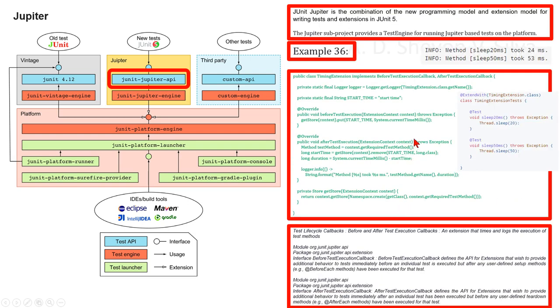Now we are considering before and after test execution callbacks in test lifecycle callbacks, an extension that times and logs the execution of test methods. The interface BeforeTestExecutionCallback in package org.junit.jupiter.api.extension in module org.junit.jupiter.api defines the API for extensions that wish to provide additional behavior to tests immediately before an individual test is executed, but after any user-defined setup methods, that is, for example, @BeforeEach methods, have been executed for that test.